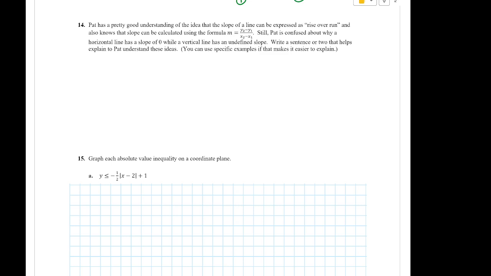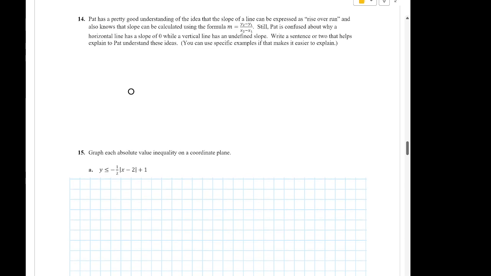All right. Let's look at 14 from the Unit 1 review packet. So, Pat has a good understanding about the slope of the line being rise over run, knows its slope can be calculated using the formula m equals y2 minus y1 over x2 minus x1. But Pat doesn't get why a horizontal line has a slope of 0 and a vertical line has an undefined slope. So here's what I'm going to do.